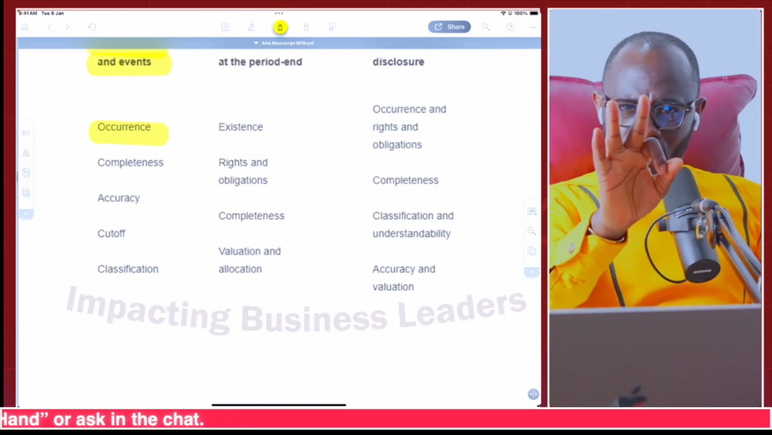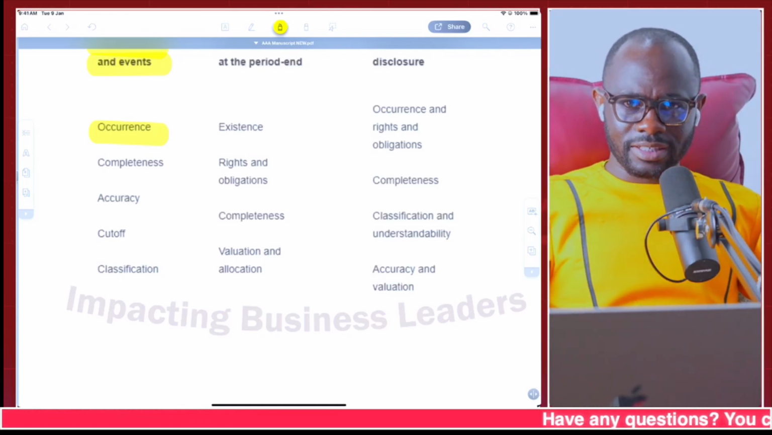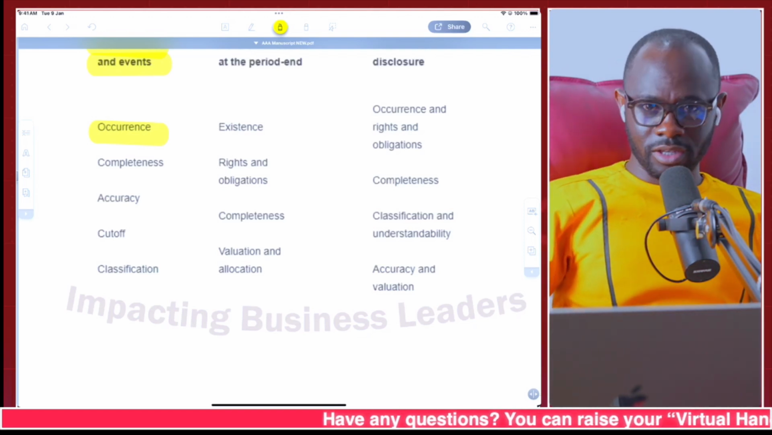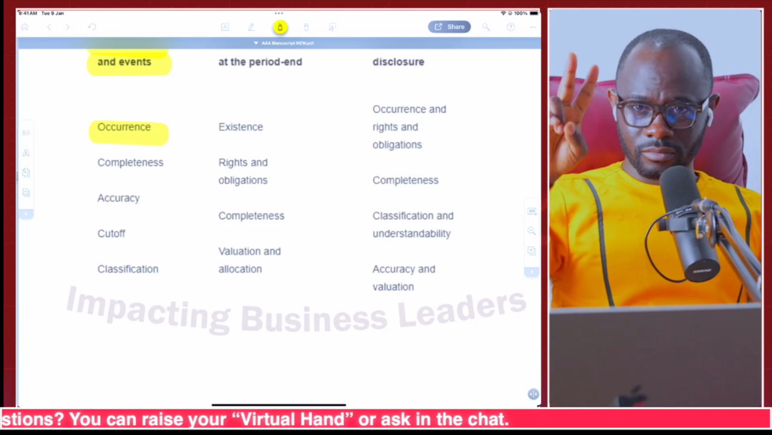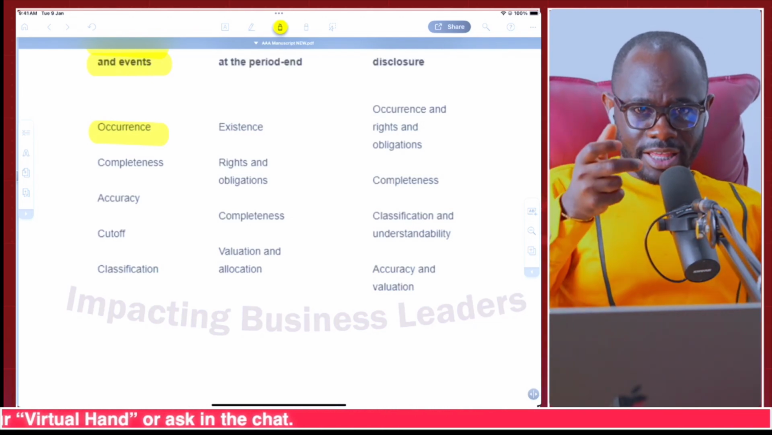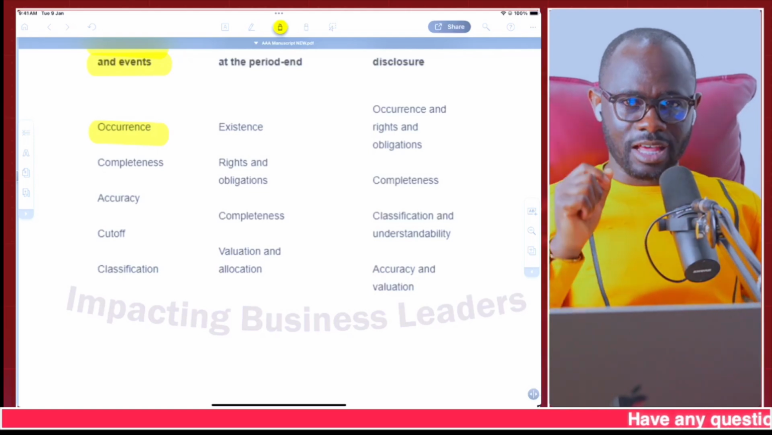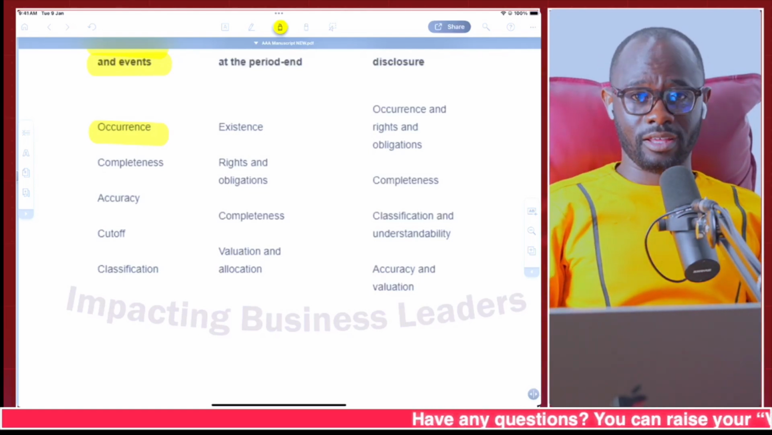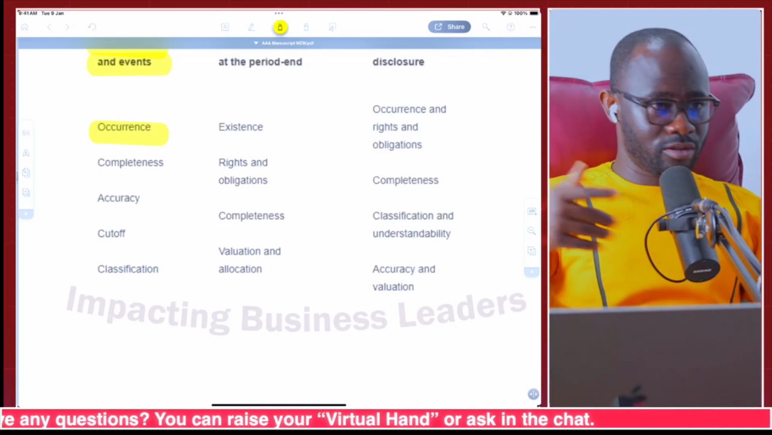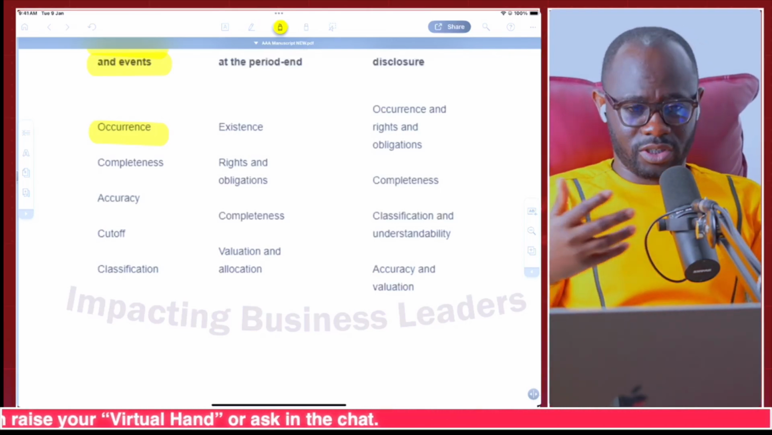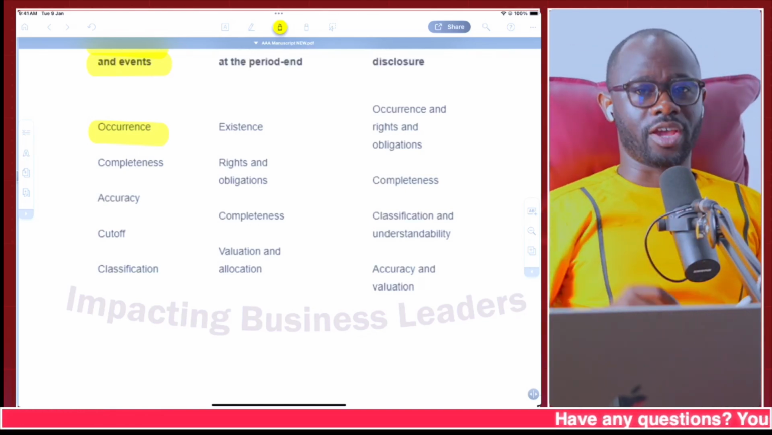From occurrence alone, we've written 3 procedures. Inspecting the management of the board minutes to confirm the approval or authorization of the acquisition. Number 2, obtaining the purchase order and the invoice for the assets that were acquired during the year. Number 3, inspecting the board or the management minutes to confirm the financing option for the acquisition. All that just under occurrence.